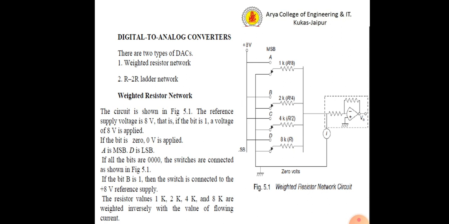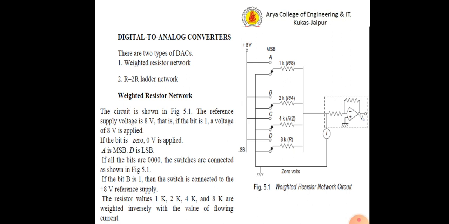The circuit diagram for a weighted resistor network is shown in this particular slide. As you can see, the reference power supply is plus 8 volts. That means if the bit is 1, the voltage of 8 volts will be applied, and if the bit is 0, then all the terminals which are connected to the resistors via a switch can also be connected to the voltage 0.